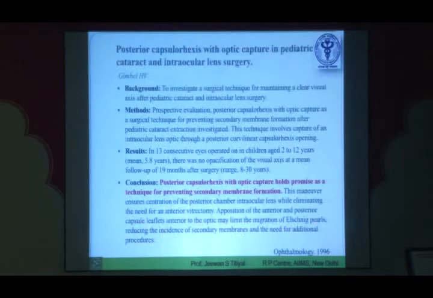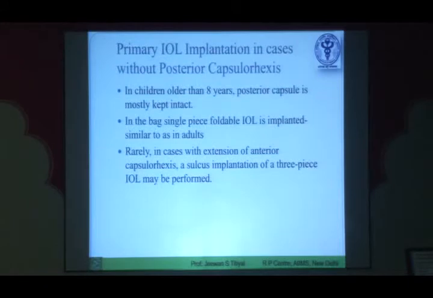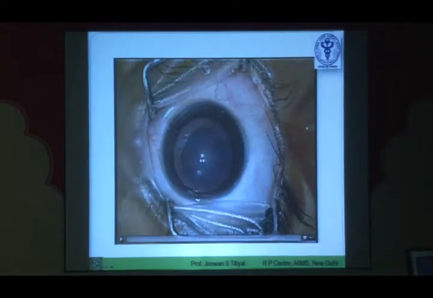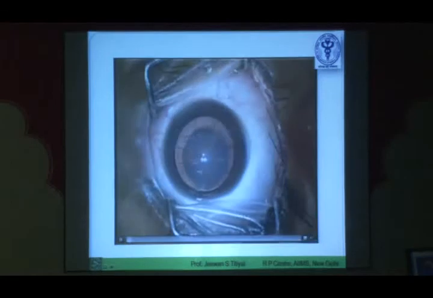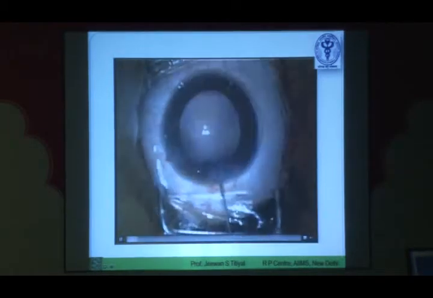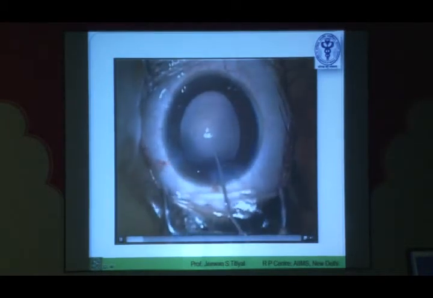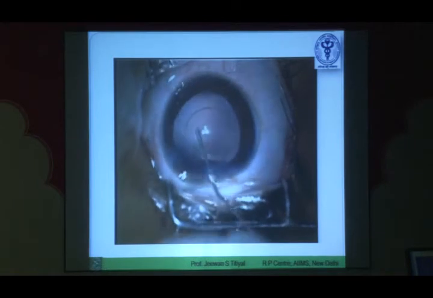There is various literature supporting capture and posterior capsular rhexis. The primary implantation with posterior capsular rhexis without doing PCC is also desirable in cases who are more than 6 years old. These patients you can handle very nicely also.